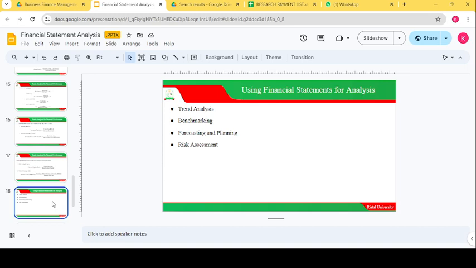So we have forecasting and planning. Historical financial data is used to create financial forecasts and budgets, which aid strategic planning and decision making. Then we have risk assessment. By analyzing financial statements, it helps to identify potential risks. Those potential risks can be high debt levels or declining profit margins, which allow for proactive risk management.